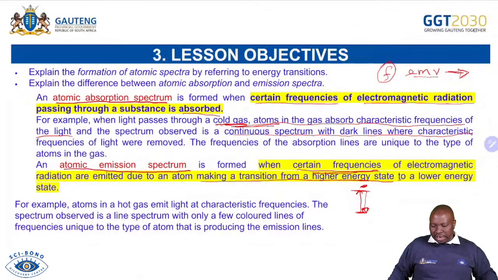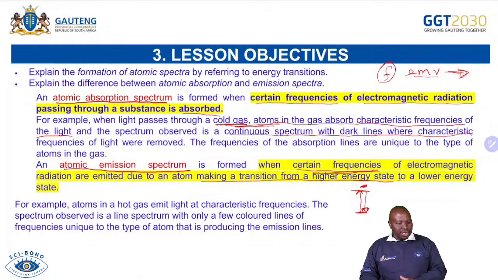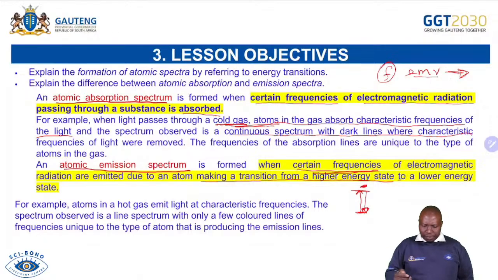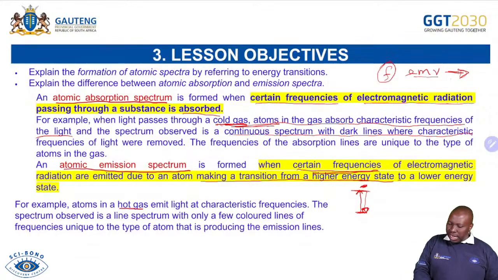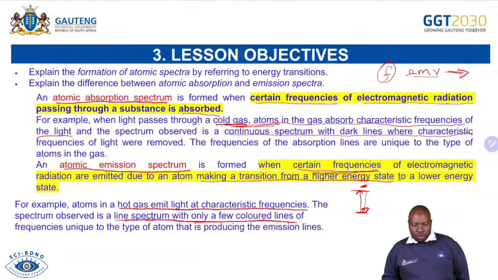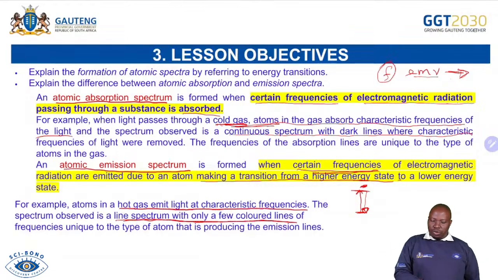So I hope you got that, and you now see the difference between the atomic absorption spectrum and the atomic emission spectrum. For example, the atoms in a hot gas will emit light at characteristic frequencies. The spectrum observed is a line spectrum with only a few colored lines of frequencies unique to the type of atom that is producing the emission lines.